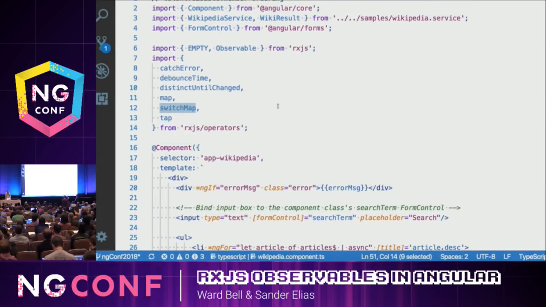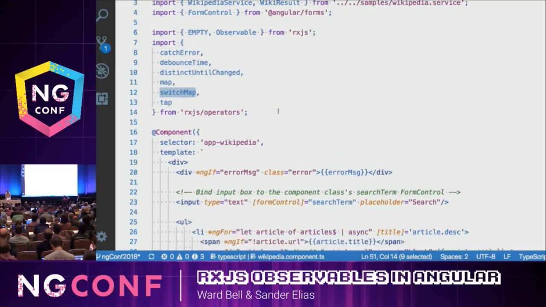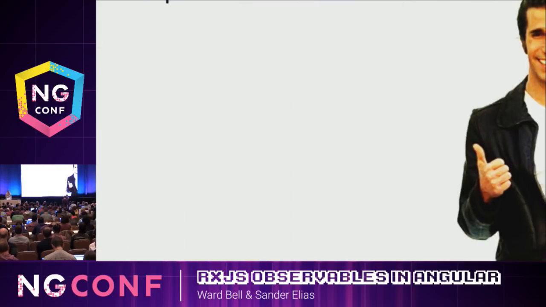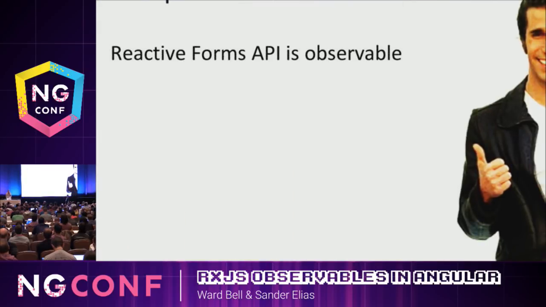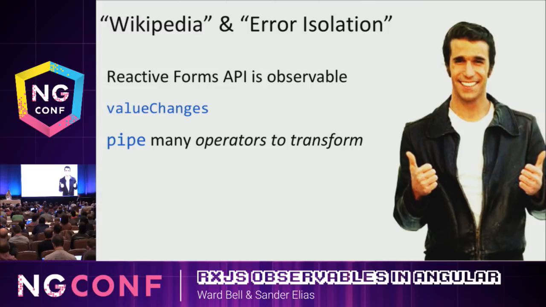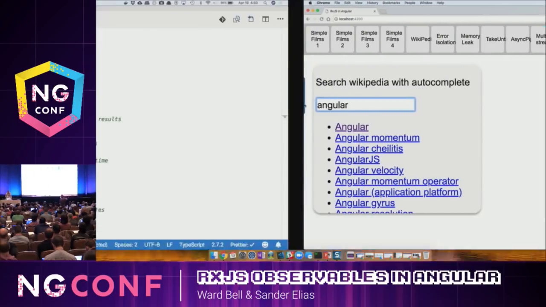So the key lesson here is really that you can create a form control, and it has a value changes. This is the third API. All right, we have Reactive Forms. The API is observable. You can watch the value changes, and you can pipe many operators in to transform it, and you can use switch map for the win. This is a legal use for the switch map because you want to cancel out the previous results. Exactly.